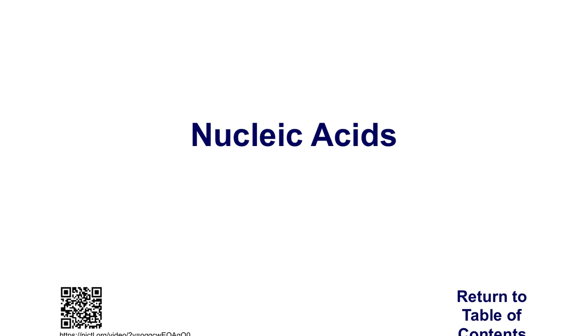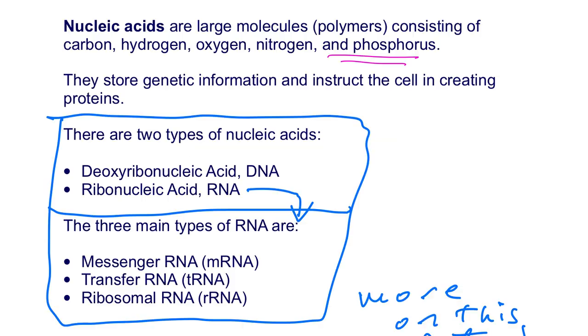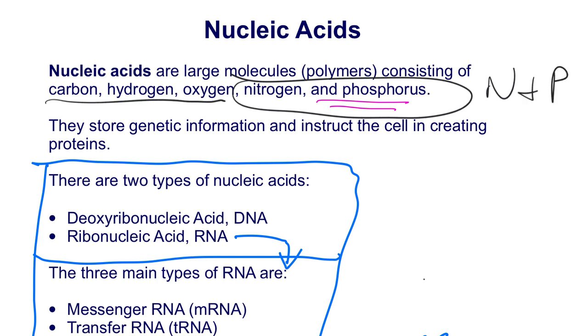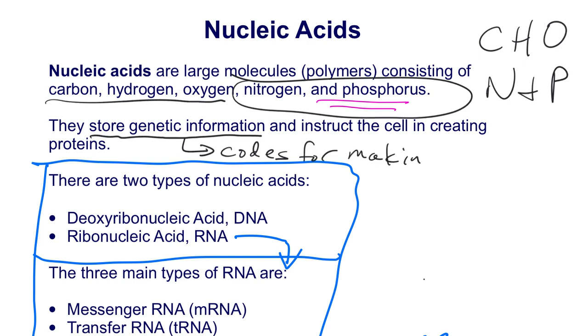The next biomolecule polymer that we're going to be talking about are nucleic acids. Okay, they're polymers. They consist not of just CH2O, but also nitrogen and phosphorus, NP. So they contain C, H, and O, just like carbohydrates do, but they also contain nitrogen and phosphorus. They're very important in storing genetic information. Now, genetic information are the codes, the recipes for making any protein that a cell needs.